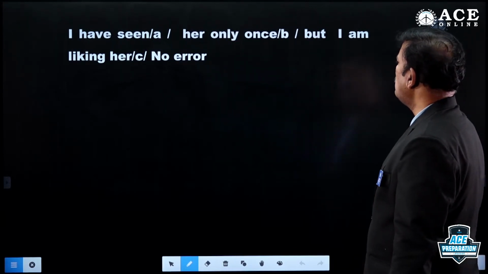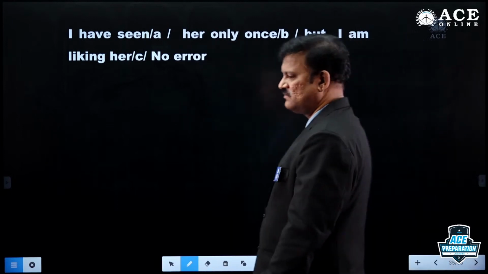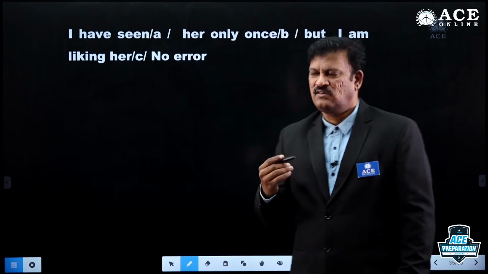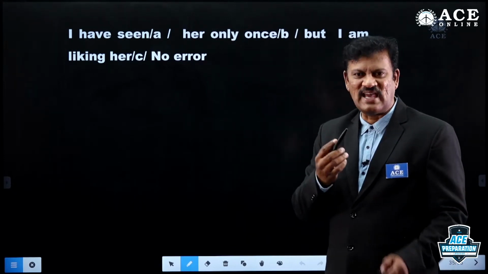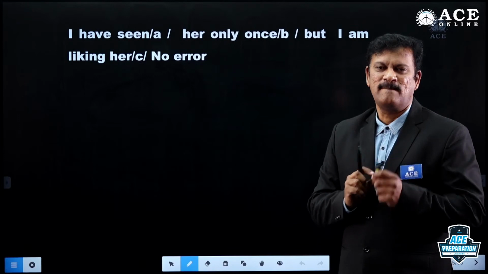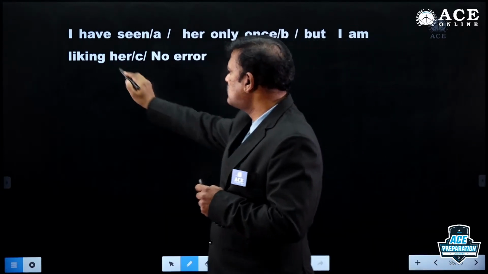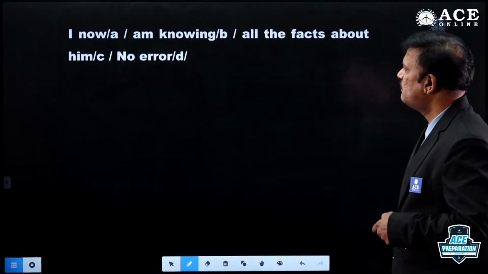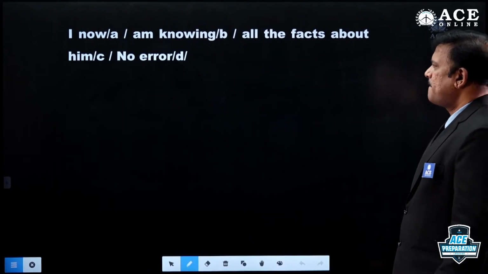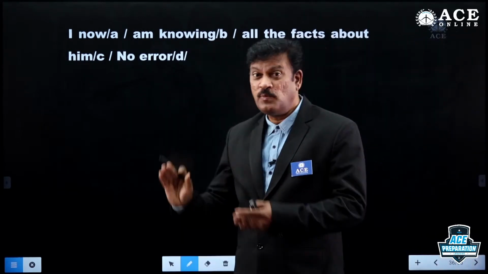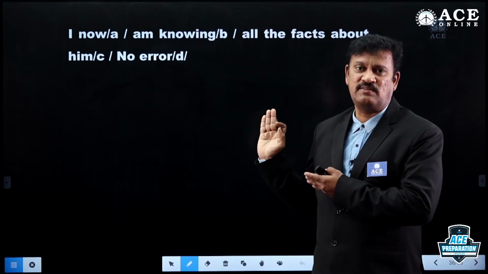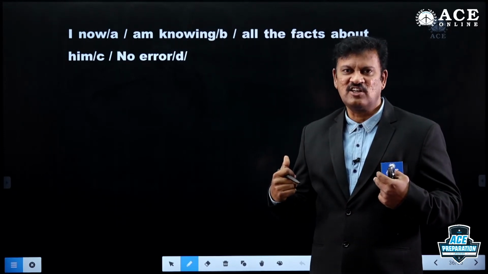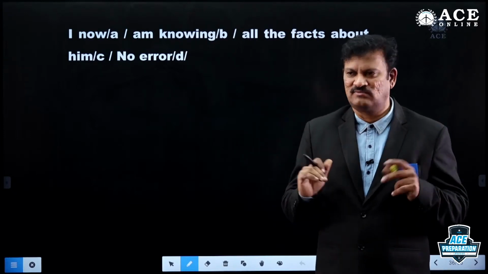I have seen her only once, but I am liking her. Do you remember? Sense verbs. I like her. Okay. But liking her. I am liking this ice cream. Okay. It means enjoying. I cannot use like. Okay. This is also a sense verb. See how many questions there are in the SSC part on the sense verbs. I am knowing it. No, that is not in my control. I know, I don't know.